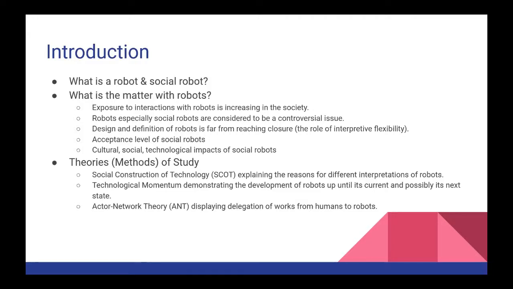With the SCOT, we explain the reasons for different interpretations of robots with the social effect. With the technological momentum, we demonstrate the development of robots up until its current and possibly its next state. With the actor-network theory, we displayed the delegation of robots from humans to robots.